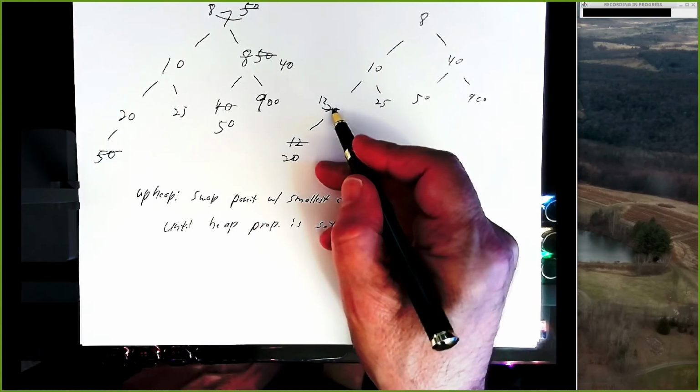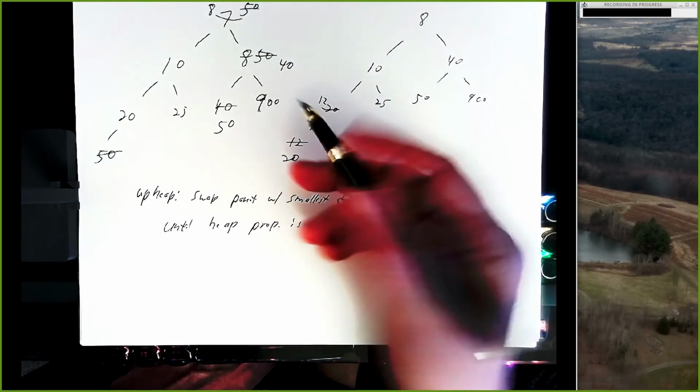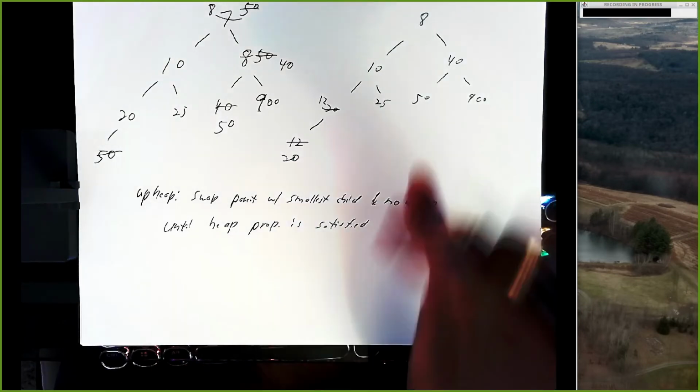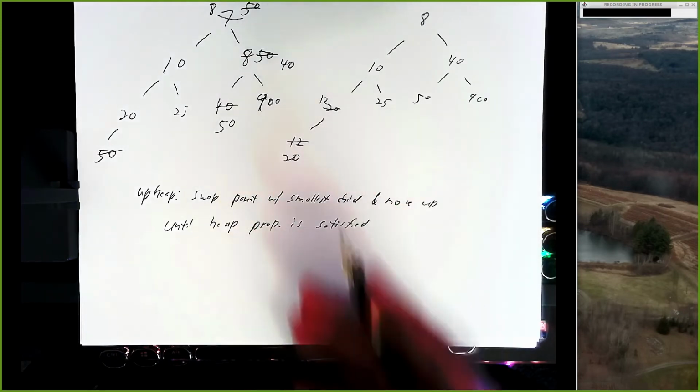So come up here, see if the parent satisfies the heap property. Is 10 smaller than both children? Yes. We're done. And there's our heap. It still satisfies the heap property everywhere. It's got the heap shape, and we added a 12 to it.